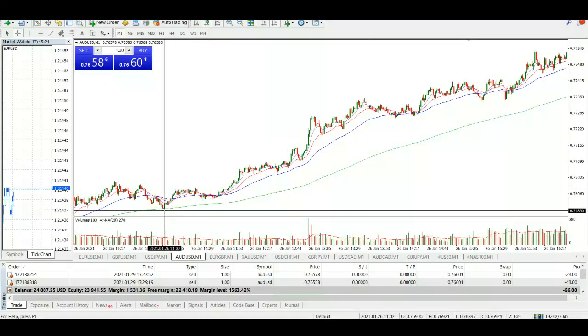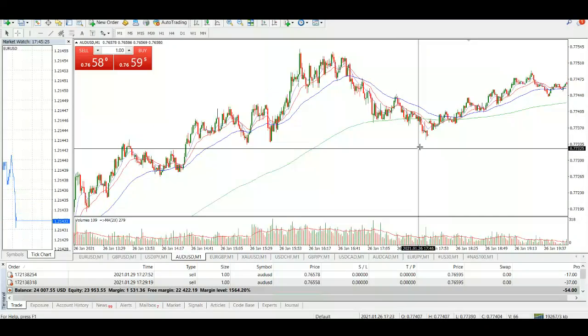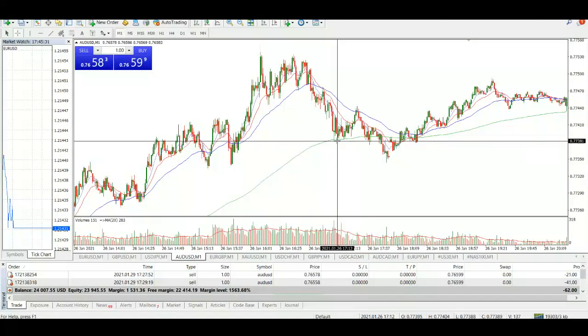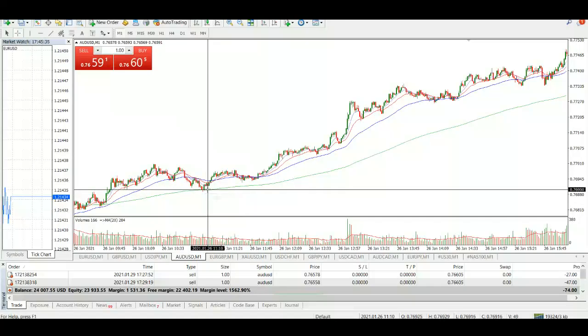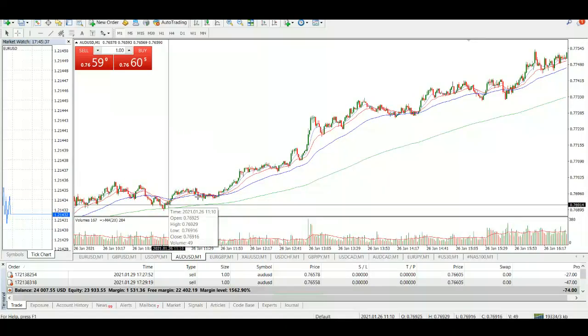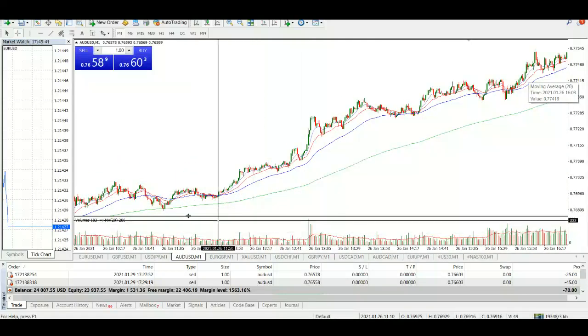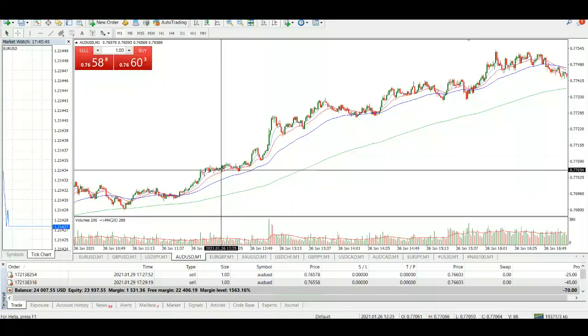Take a look at this one. Going from 0.76894 toward 0.77386, so 77,300 and 76,800, 500 points. But you are not making just 500 points. With one lot you would be making $500, but because you are accumulating your profits, you will be making much more than $500.